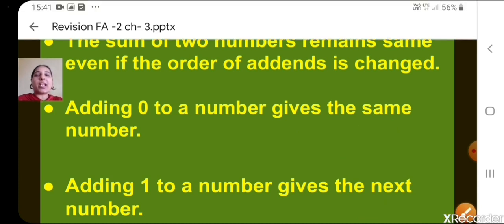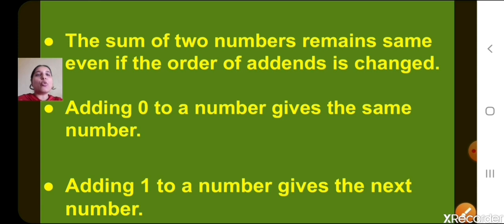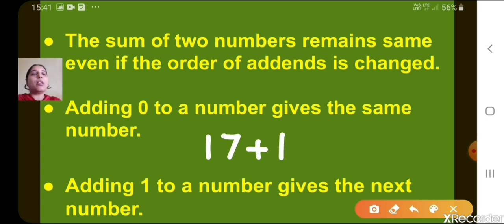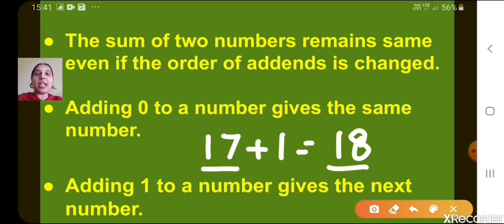Now let's move to the next point, that is adding 0 to a number gives the same number. When we add 0 to any number, we get that number itself. The next point is adding 1 to a number gives the next number. So let's take an example of number 17. If I add 1 to 17, what will I get? 18, isn't it? And that number 18 comes just after 17, isn't it? So this shows that adding 1 to a number gives the next number or its successor. Okay.